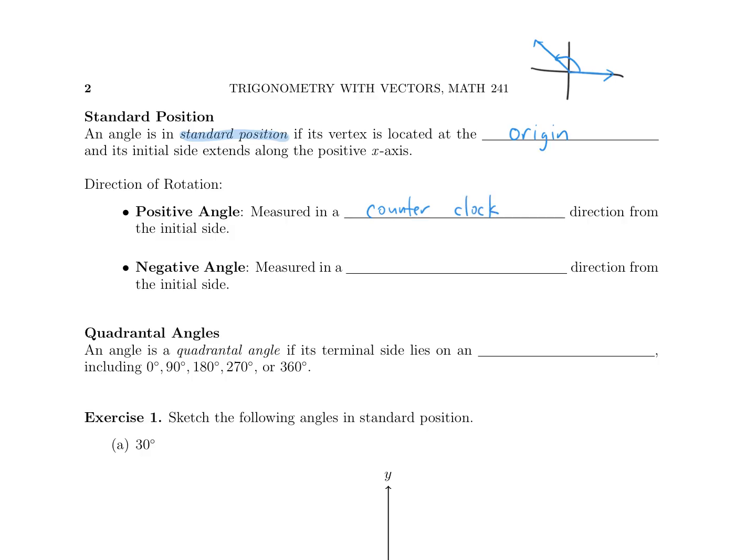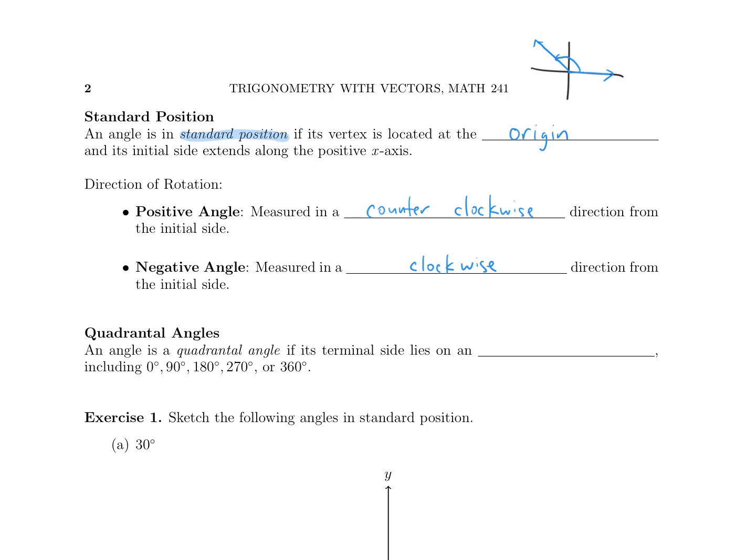So the direction of rotation: a positive angle is measured in a counterclockwise direction from the initial side. That would be a positive angle. If you want a negative angle, that's going to be measured in a clockwise direction. That would give you a negative angle. So this would be a positive.